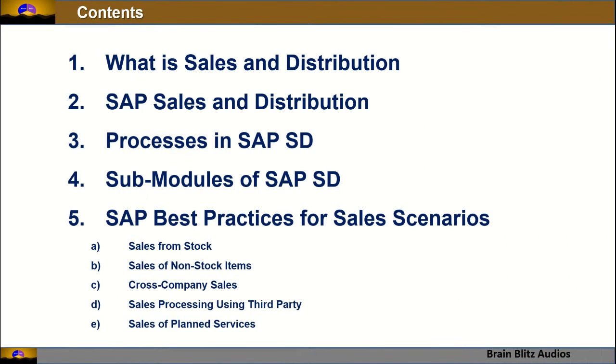So in this session we will go through these contents. First one, what is SAP sales and distribution from a business perspective. So basically the process, what is sales and what is distribution, just to understand an overview. Then we will move to SAP sales and distribution. So it's an overview of what is meant by SAP sales and distribution. Then we will talk about the processes in SAP SD. After that we will move to sub-modules of SAP SD.